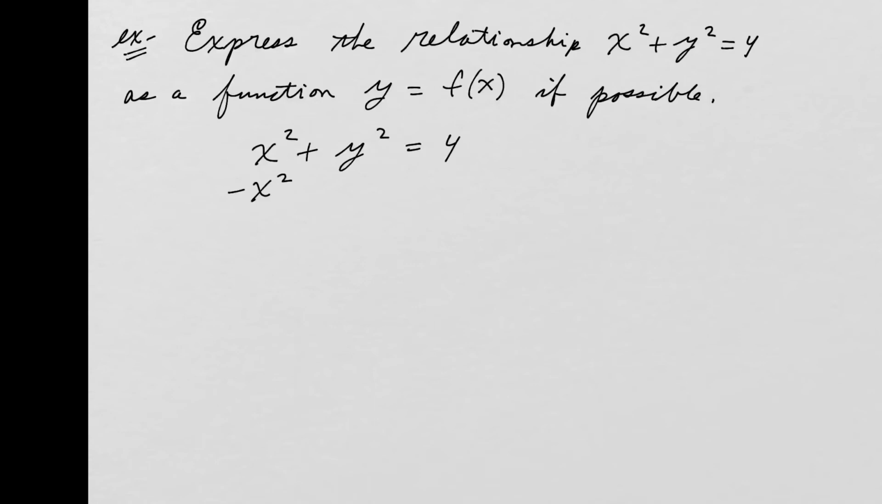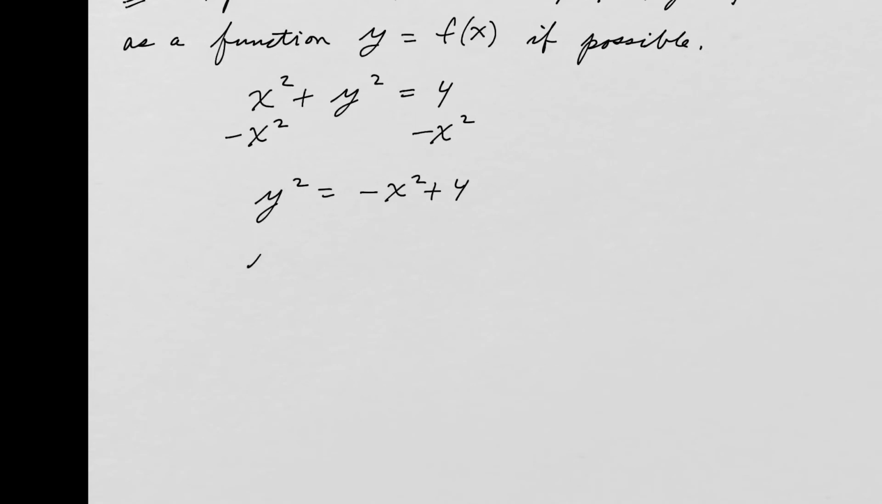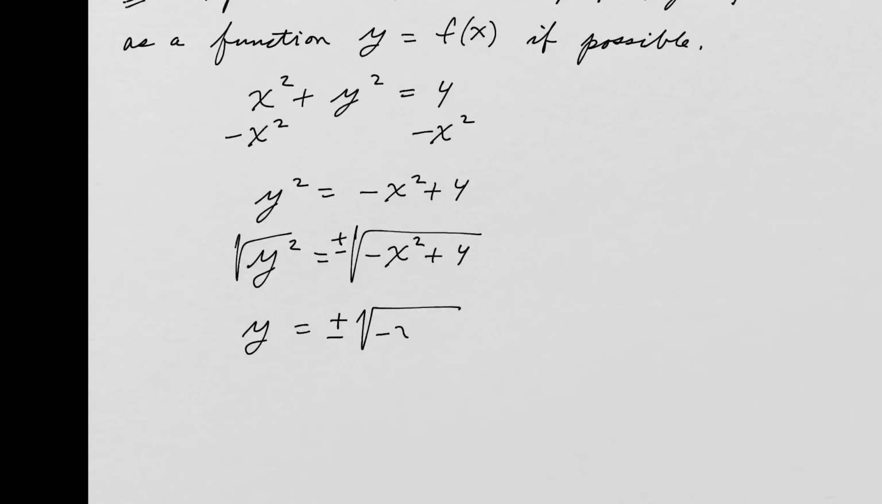So again, I would subtract x squared from both sides. So I have y squared equals 4 minus x squared, or you could write it as negative x squared plus 4, doesn't really matter. And then I would need to get y by itself, I need to take the square root, right? But remember, when you do that, you have to account for the possibility that it could be positive or negative. So ultimately, I'm going to get y is equal to plus or minus the square root of negative x squared plus 4.